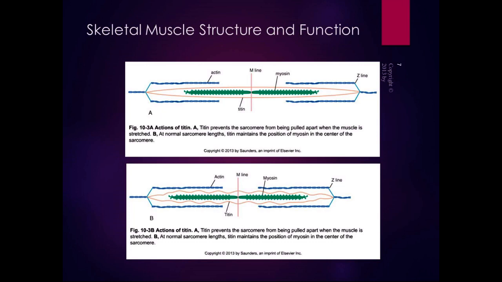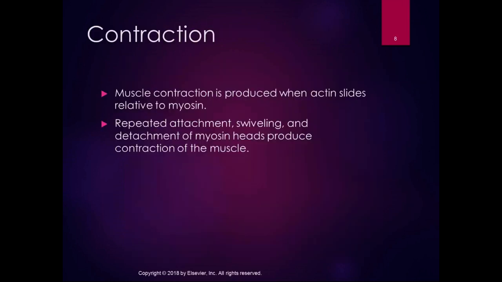So when the muscle is contracted, shown at the bottom, the titin is on slack. So the actin and myosin slide over each other. Remember that sliding filament theory. And the titin is not holding the sarcomere together at that point. It's on slack, and it's letting the actin and myosin do their job.